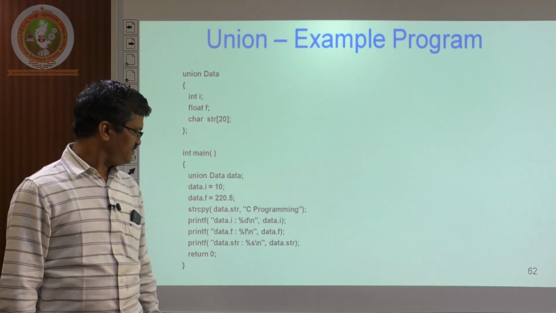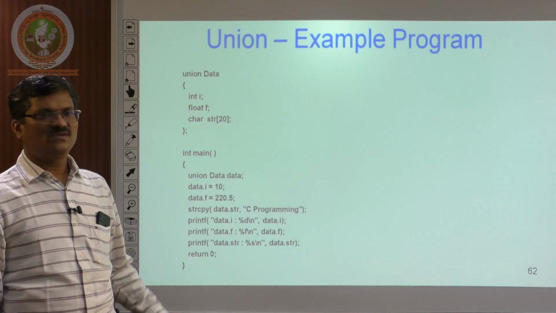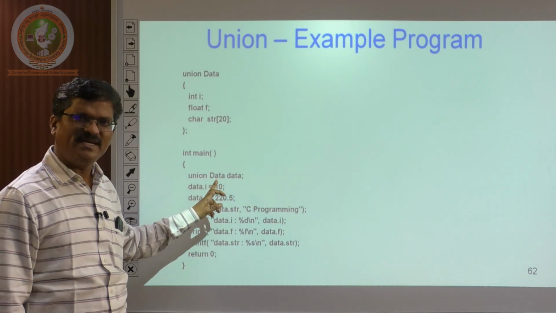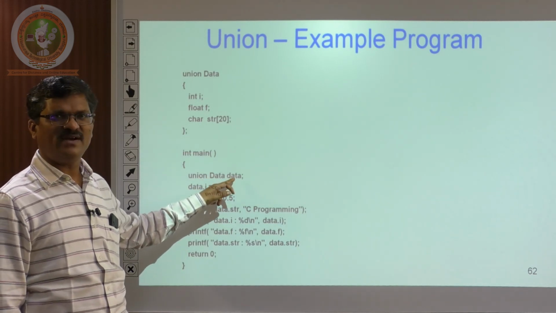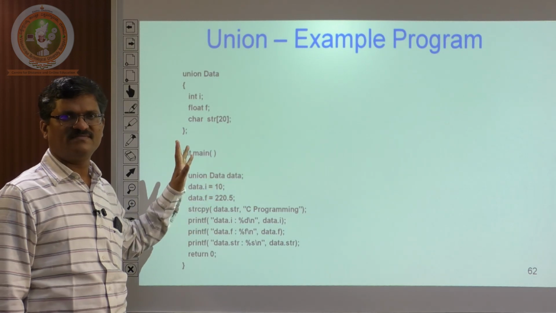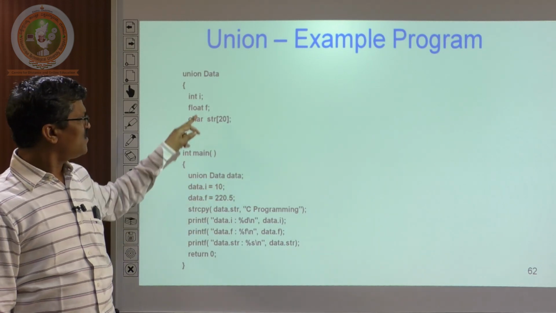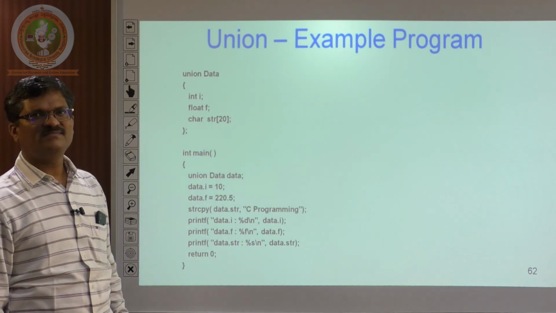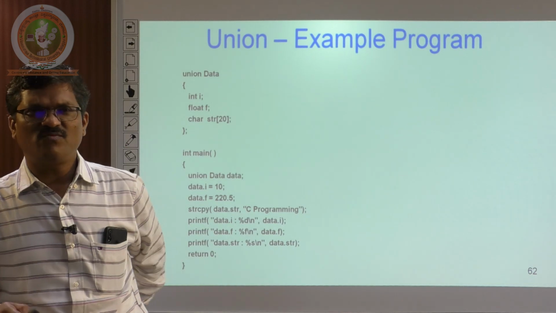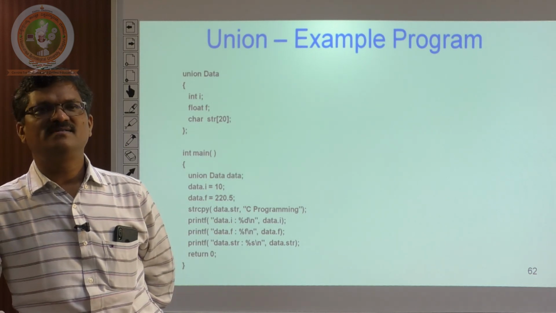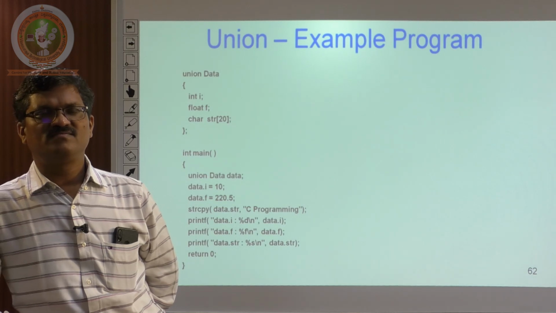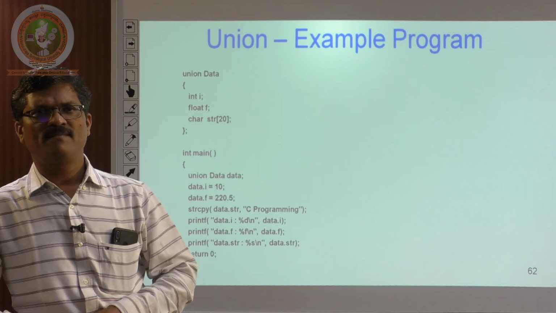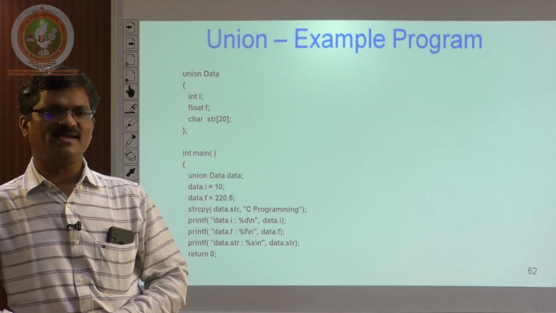If this is a program where we are defining data, small d, of type union data. Okay. So, data is a user defined data type of type union data. So, we assign values to these variables. i takes 10, f takes some value 220.5, and str takes a value of C programming. So, this is the way we assign a string to a character array.